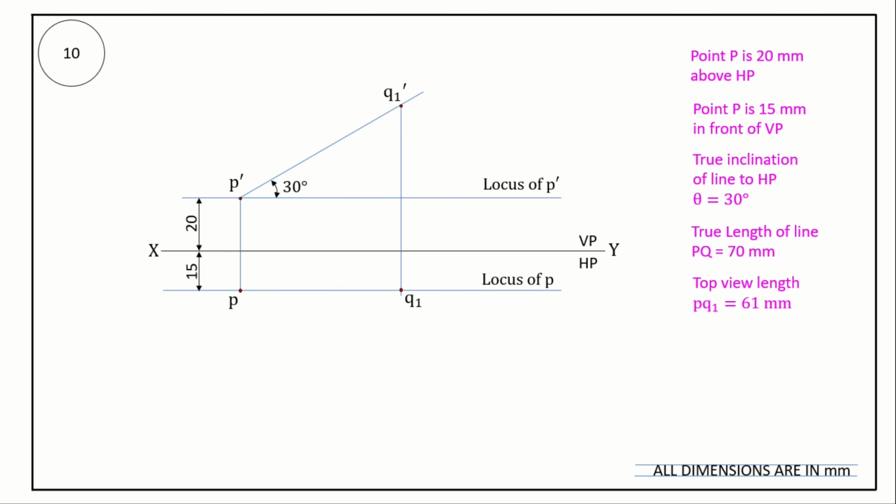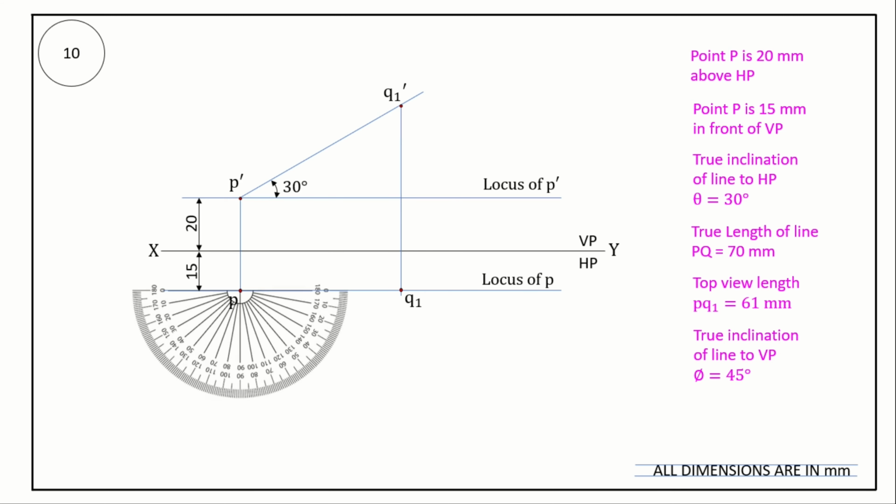So now here using the true inclination of line to HP theta equal to 30 degrees and true length of line PQ equal to 70 mm, we have found the top view length PQ1 equal to 61 mm. It is given true inclination of line to VP phi equal to 45 degrees. Take a protractor with reference point as P, measure 45 degrees, draw an inclined line.